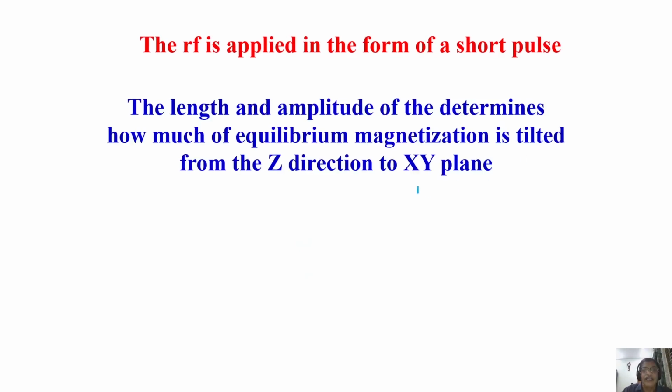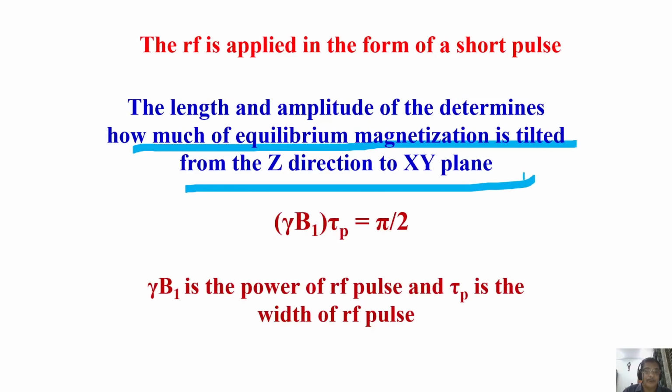Okay. So the RF field is applied in the form of a short pulse. I said the length and amplitude of the pulse determine how much of the equilibrium magnetization is tilted from the Z axis to the XY plane. So now, if you want to tilt the magnetization exactly to the X axis or Y axis, that is by 90 degrees from the Z axis, this is the condition you have to use.